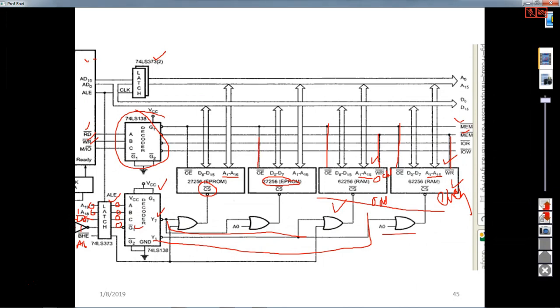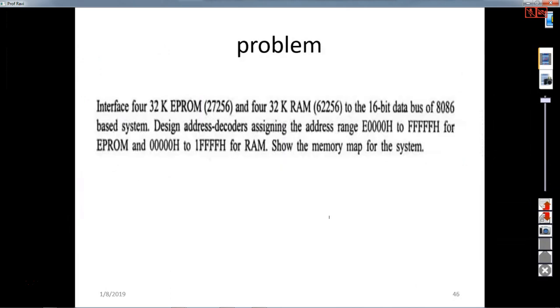So memory read means output enable is connected here. And then for even and odd, you can consider this BHE bar. BHE bar is for selecting your odd bank, and A0 is for selecting your lower bank. So this is how you can design it, or how you can map a memory address mapping.